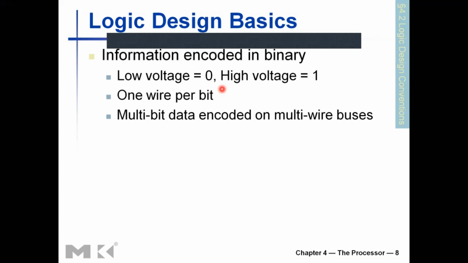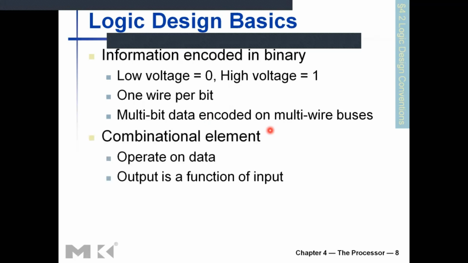So for example, when you have an immediate value given in the instruction which is 16 bits wide, you need 16 different wires to take and transmit that 16-bit immediate value into a different function unit. So one wire per bit is required. So multi-bit data are encoded on multi-wire buses.